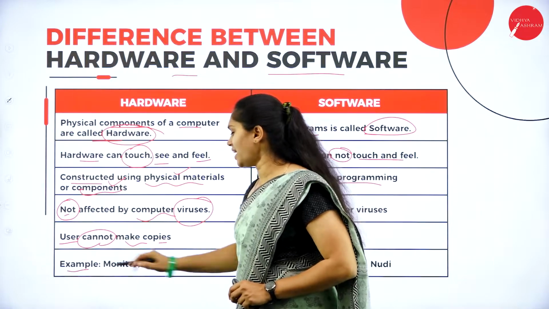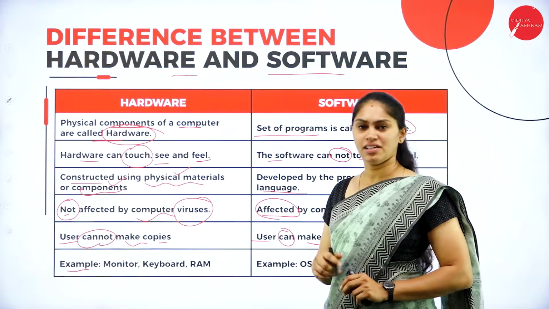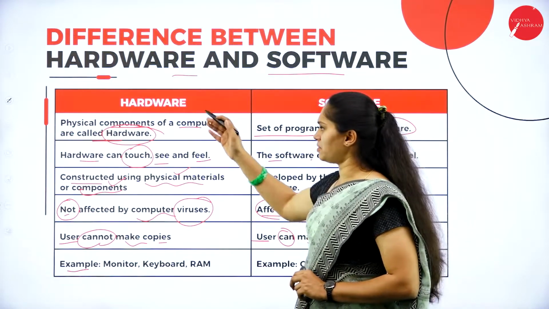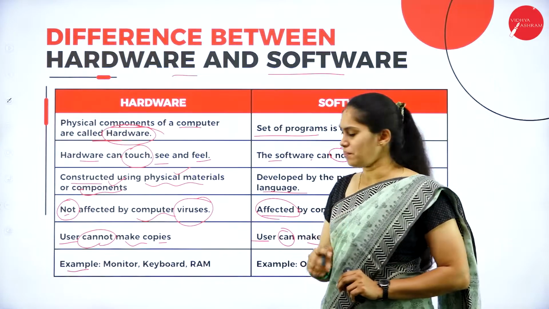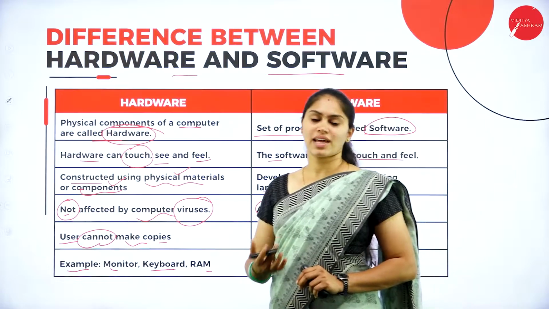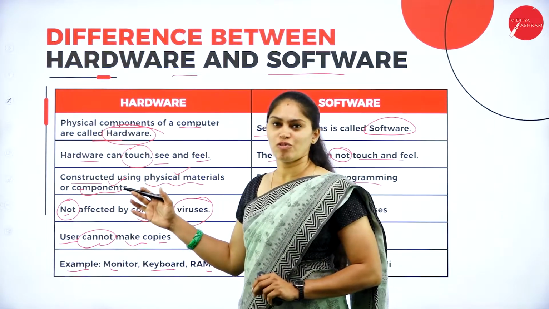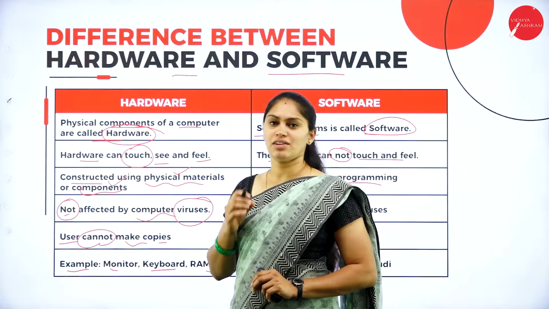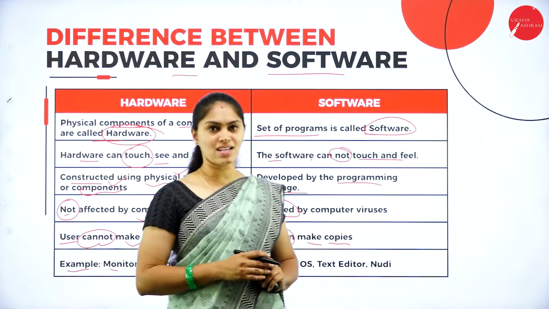Then what are the examples we have for hardware? You can have plenty of examples of hardware components of a computer. It may include monitor, keyboard, RAM, mouse, scanner, printer. All those are what? Physical components that we can feel and touch. That's why it's considered as hardware.